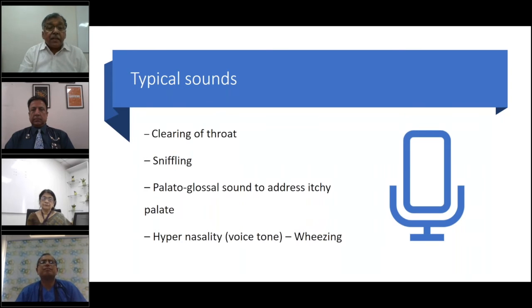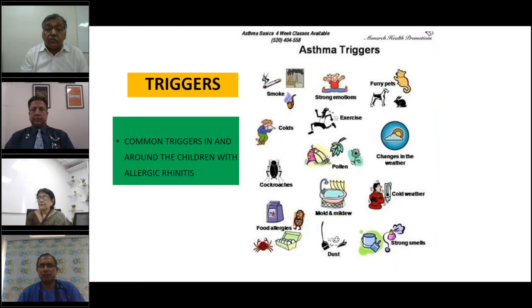of throat, sniffling, palatoglossal sounds to address itchy palate and hypersensitivity, that is, a nasal tone of the voice is there. There are various triggers for asthma. Similarly, all allergens have the same type of triggers. Common triggers, as we all know, are various types of molds, etc.